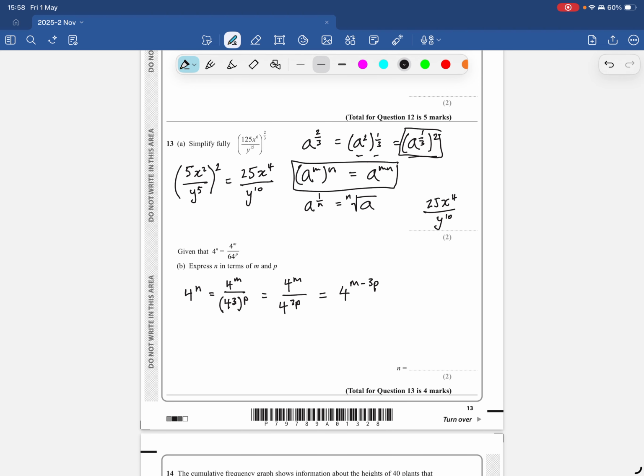And so if I've got 4 to the n is equal to 4 to the m minus 3p, it must be true that n is equal to m minus 3p. So m minus 3p is your answer there.